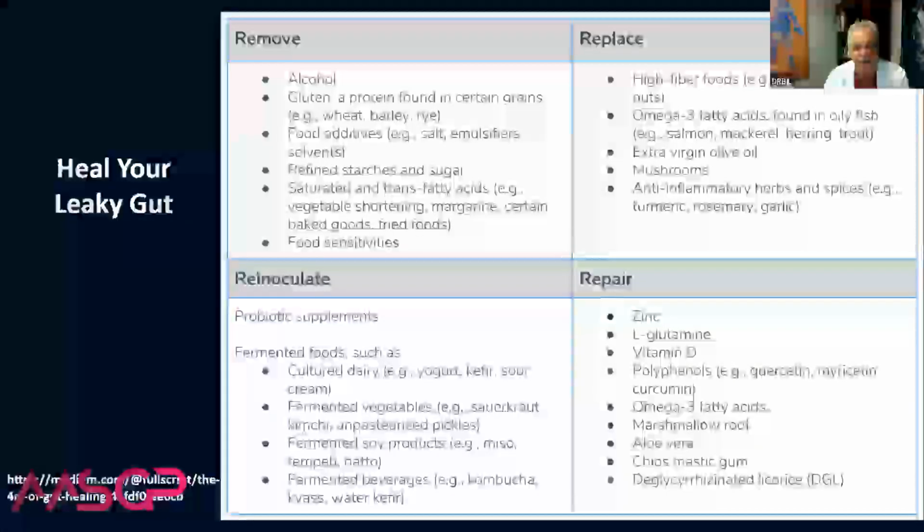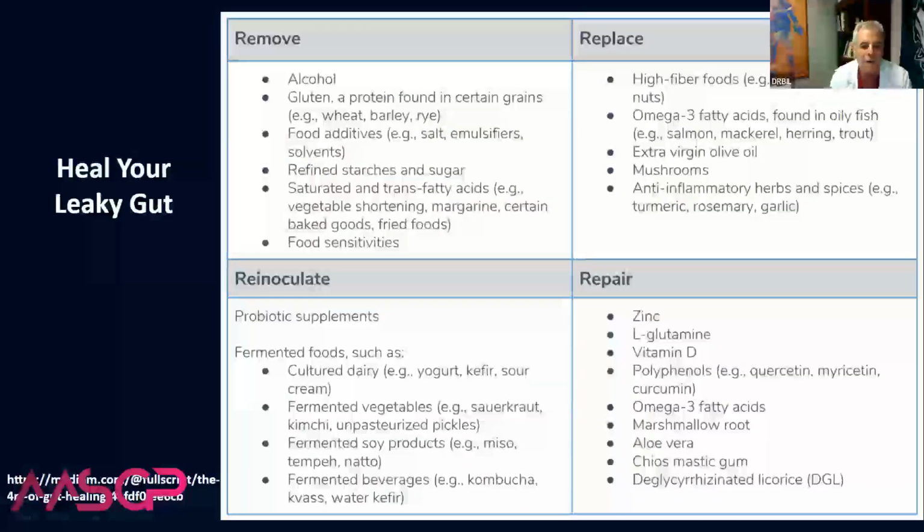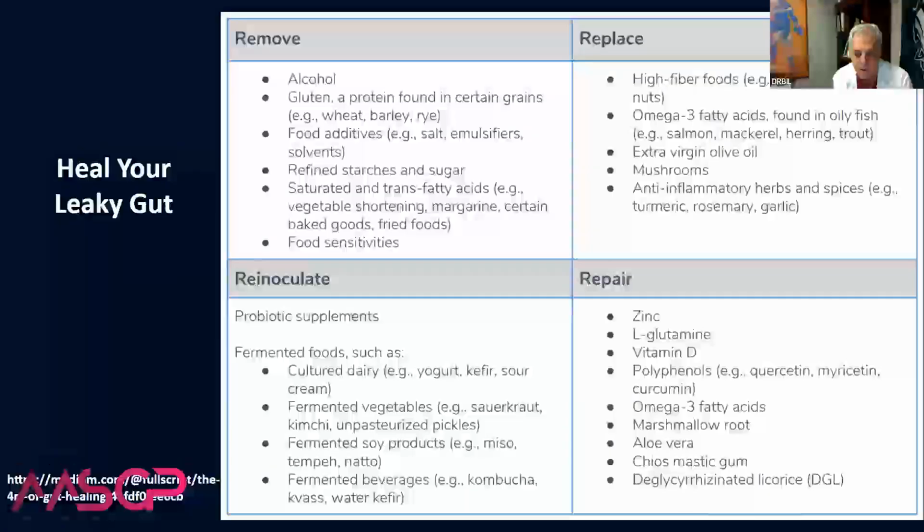To heal the leaky gut, this is your 4 R's. I'm not going to read all of this, but you want to remove the offending agents. Alcohol and gluten are the big ones. Sugar and dairy. You want to replace it with high fiber foods. Oily fishes, salmon, mackerel, herring, mushrooms, anti-inflammatory herbs and spices. You can re-inoculate with prebiotics, probiotics, kimchi, fermented soy, fermented beverages.